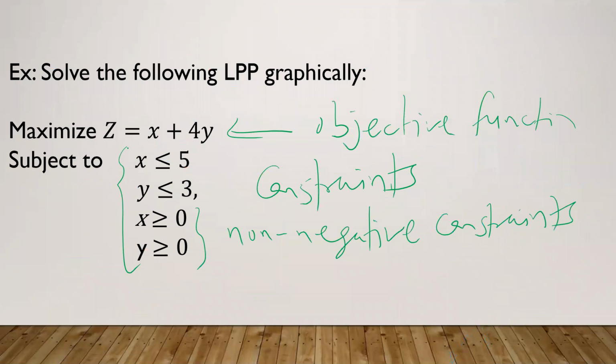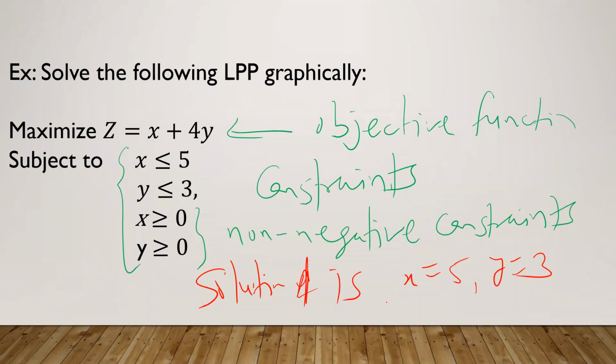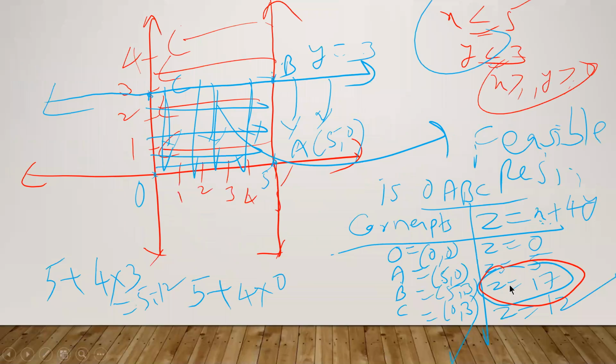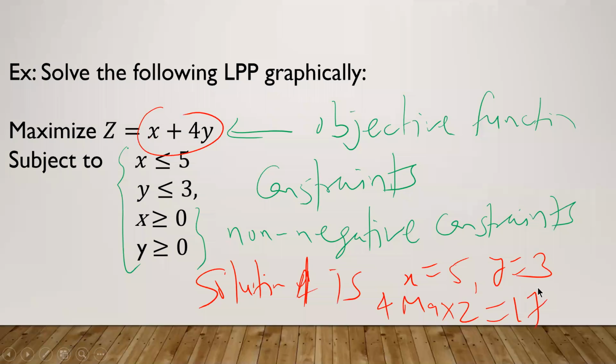The solution of this linear programming problem is x equal to 5, y equal to 3, and what is the value of maximum Z? When you put x equal to 5 and y equal to 3 here, you'll get 17. So this is the solution. See here, maximum Z is 17. So x equal to 5 and y equal to 3 satisfy all these conditions, and also your Z is maximum here. So this is how we solve the linear programming problem by using a graph.